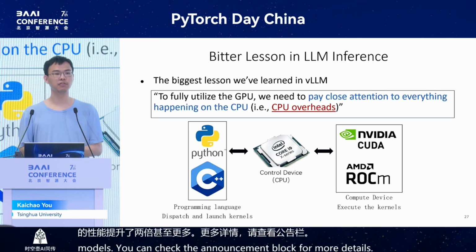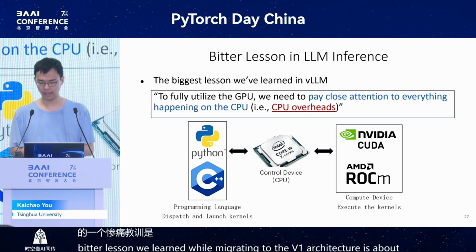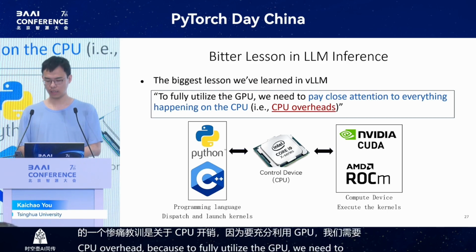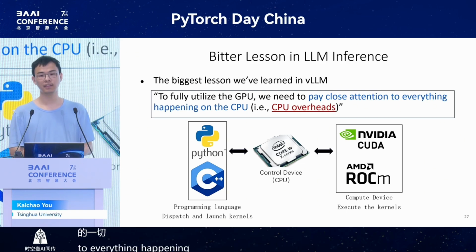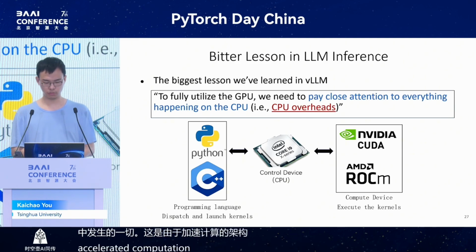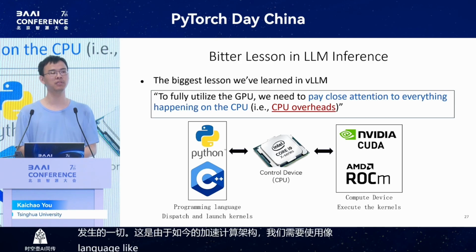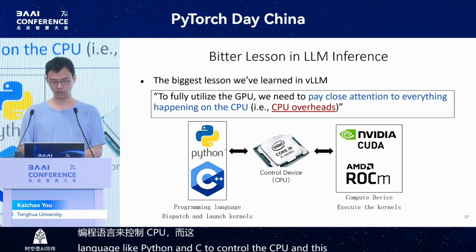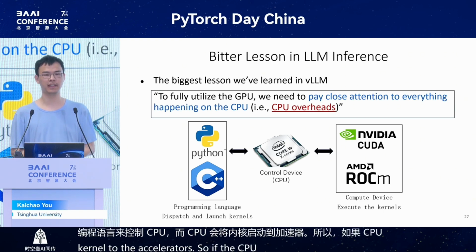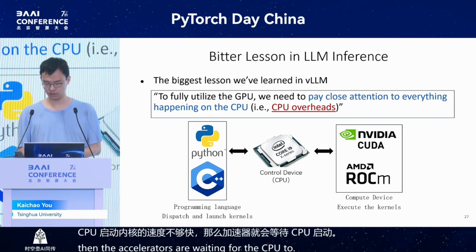One bitter lesson we learned while migrating to the V1 architecture is about CPU overheads. To fully utilize the GPU, we need to pay close attention to everything happening in the CPU. This is due to the architecture of accelerated computation nowadays, because we need to use programming languages like Python and C++ to control the CPU, and this CPU launches kernels to the accelerators. So if the CPU does not launch kernels fast enough, the accelerators are waiting for the CPU, which wastes GPU time.